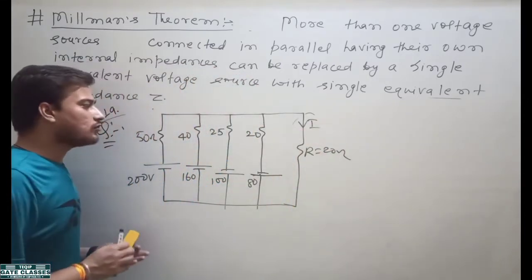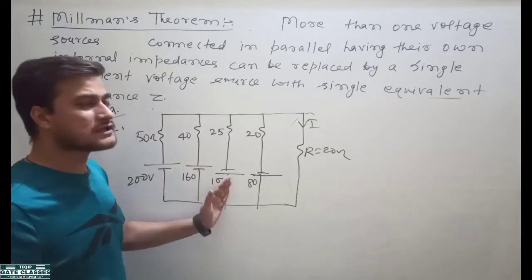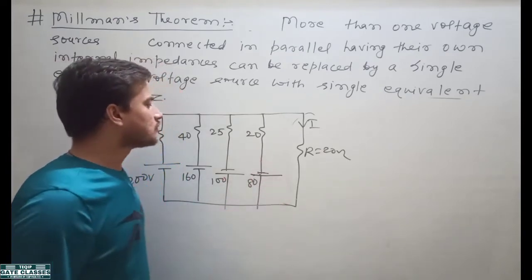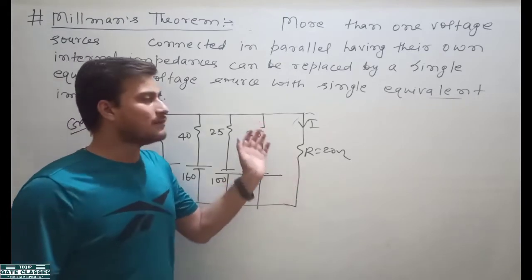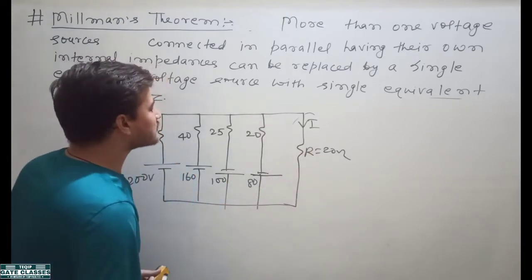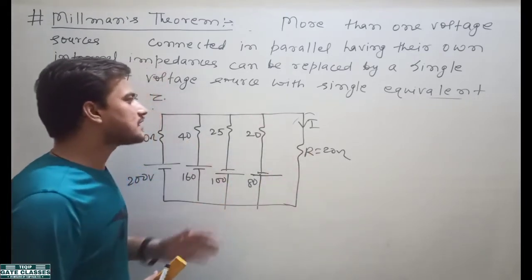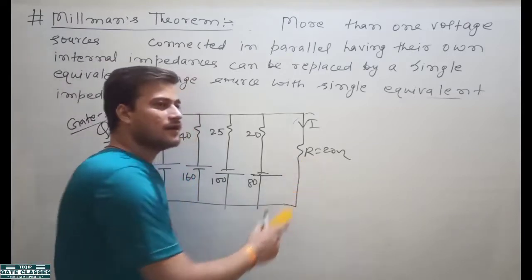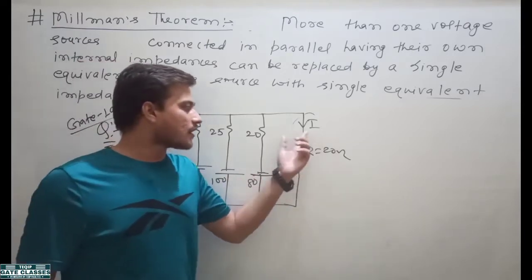So let us see how to find. You see, four voltage sources are connected in parallel, so you will have to use Millman's theorem. To use Millman's theorem, what you will have to do? The first step is, here the load is connected and you have to find the current across this load.